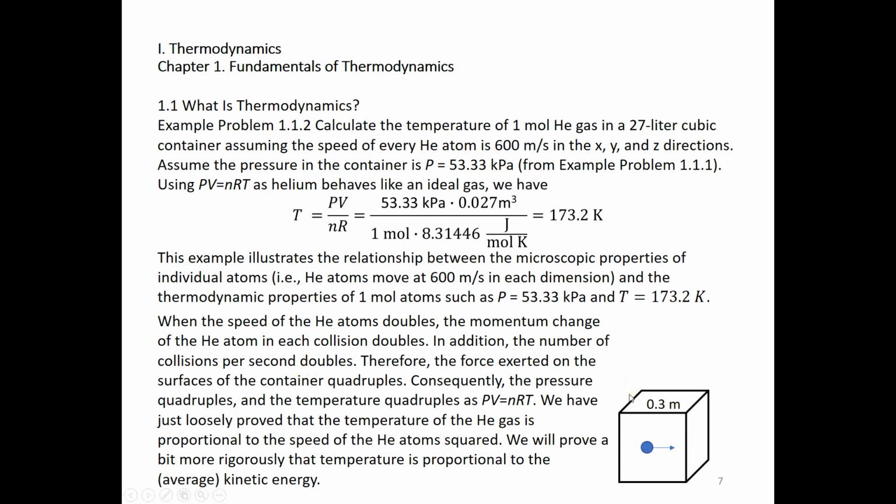The number of collisions doubles, and also the momentum change doubles. Consequently, the force exerted on this area quadruples. And since we have the same area, the pressure quadruples. Using PV equals nRT, the temperature quadruples. And actually, we know that the temperature of a gas is a measure of the average kinetic energy of the gas particles. So it makes sense. The kinetic energy is proportional to v squared. Therefore, when the speed doubles, the temperature and the average kinetic energy are supposed to quadruple.